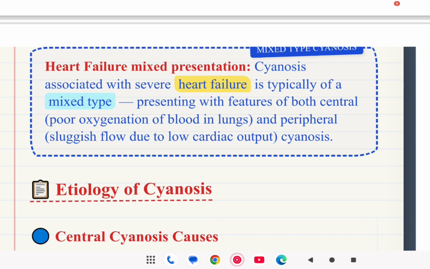Now there is a mixed type of cyanosis. Cyanosis associated with severe heart failure is typically of the mixed type, which presents both the features of central cyanosis, meaning poor oxygenation of the blood in the lungs, and peripheral cyanosis, that is sluggish flow or a low rate of blood flow due to low cardiac output.